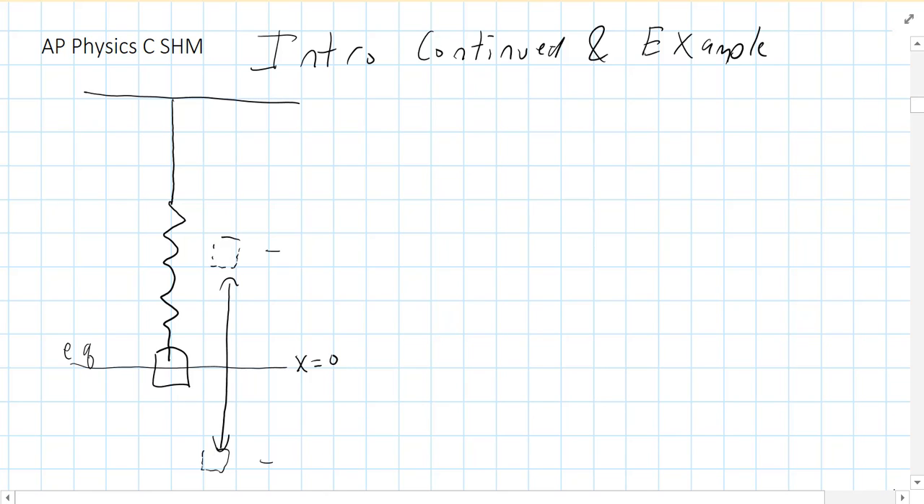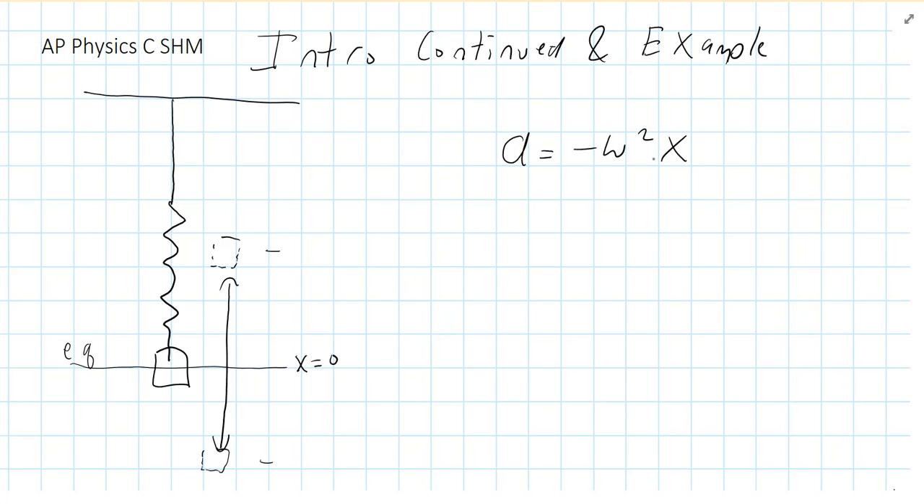Okay, all right, so I'm going to continue where I left off in the previous video. The last thing we wrote was a is equal to negative omega squared x. So why is that important? Well, it turns out that if you know the linear restoring force for the simple harmonic motion, you can figure out the period of the simple harmonic motion.